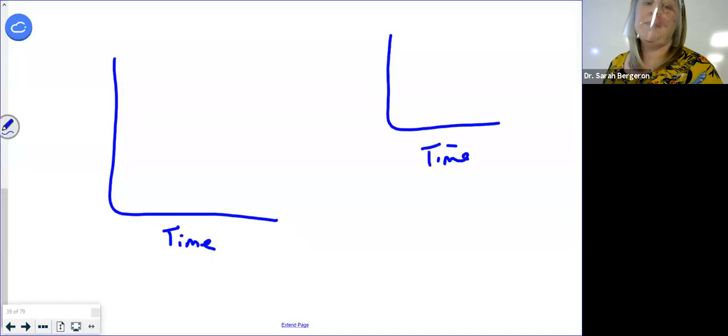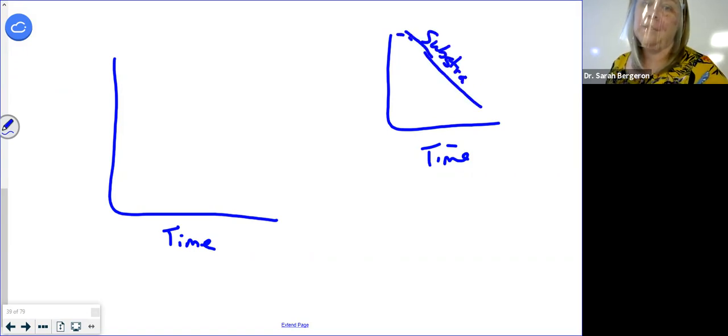As time progresses, what happens to our substrates? We initially start out what? Very high, and we end up low. So this is our substrate, right? Okay, now what about our product? We start out basically at zero, and what happens to our product? It goes up.